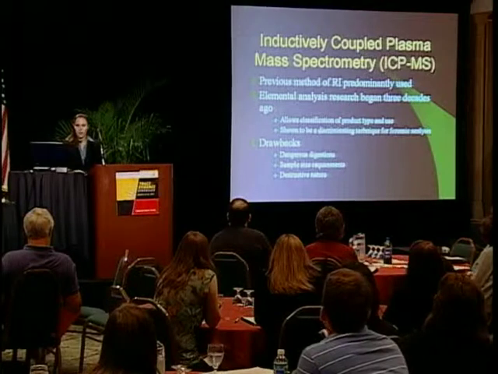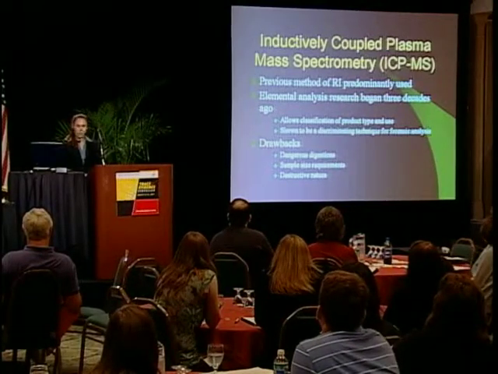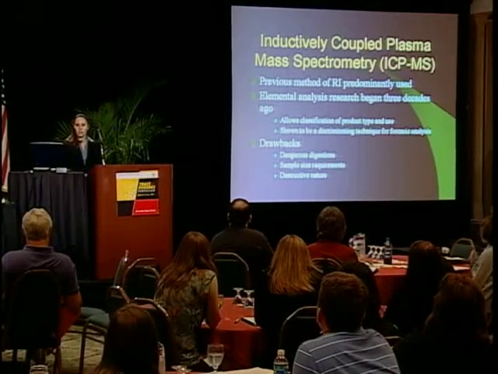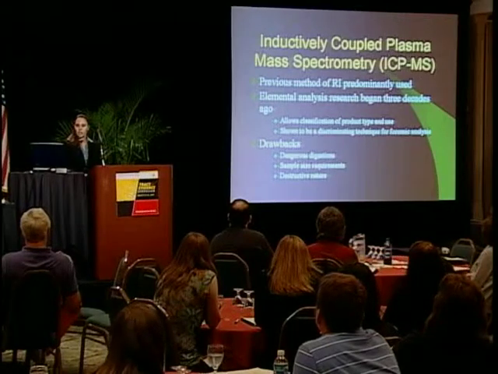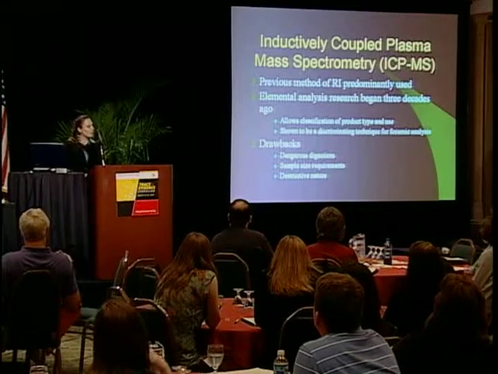I was going to start out with a little bit of background on the techniques, but Jose covered a lot of that, so I'm just going to brush through that really quickly here. I'm sure most of you are familiar with the way glass examinations are done. Typically, there's a combination of refractive index measurements used and physical characteristics. Researchers started looking into elemental analysis about 3 decades ago because it provides information about the classification of product type and use, and it has been shown to be a discriminating technique for forensic analysis.